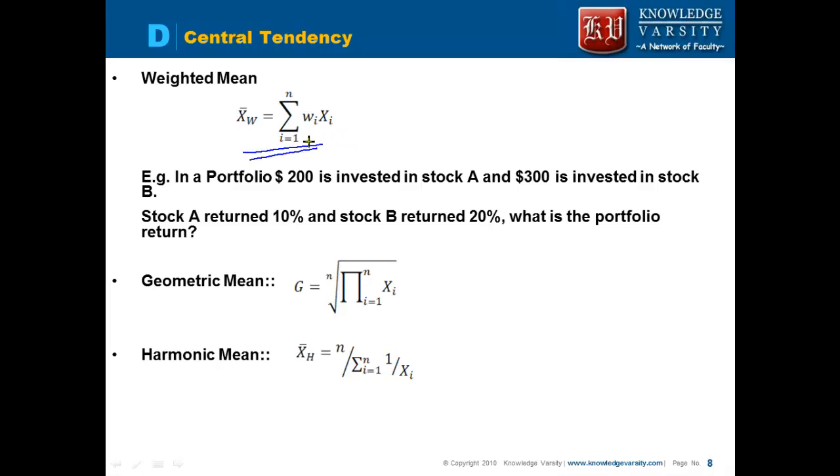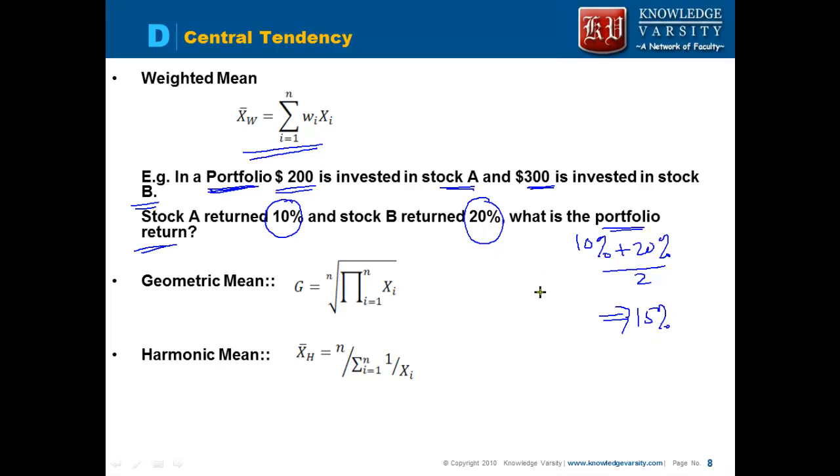In finance, we usually use the weighted mean to compute the return of a portfolio. As an example, suppose you have invested $200 in stock A and $300 in stock B. The return from stock A is 10%, the return from stock B is 20%. They are asking what is the portfolio return. If you do the arithmetic average, it will be 10 plus 20 by 2. So you will say that the portfolio return is 15%.